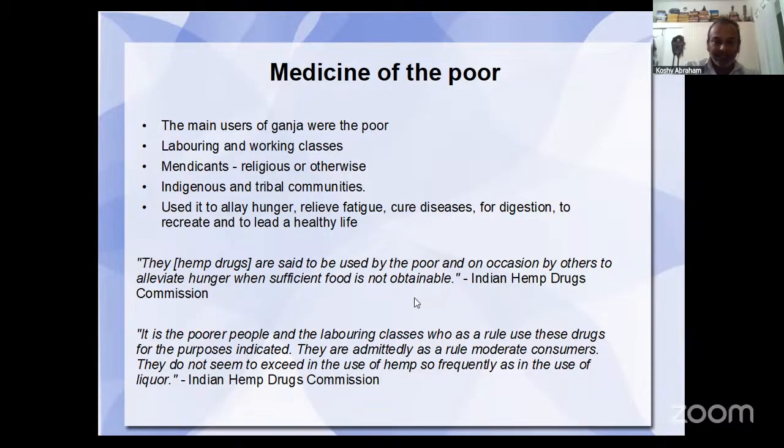The Hemp Commission makes a statement that on many occasions when the poor people did not have enough food, they would resort to smoking ganja because it helped them to bear the suffering. The commission says that as a rule, the people who used ganja extensively were moderate users. They would use it daily, but in small quantities, especially to keep themselves healthy. The commission also states that they don't see excessive usage with regard to hemp or cannabis like you typically see with liquor, where there are moderate users, but there are also cases of severe addiction.